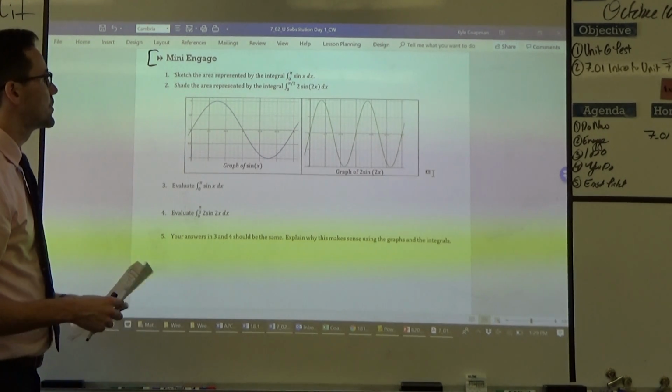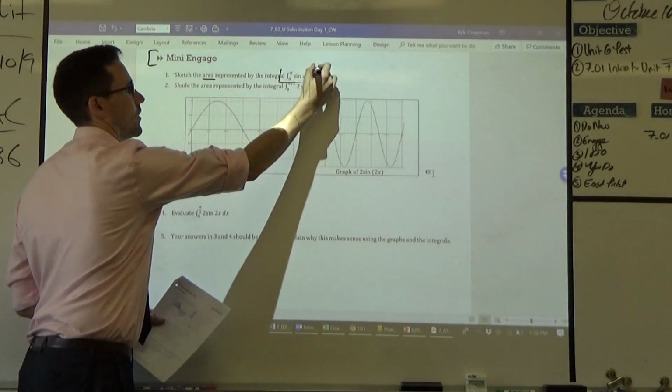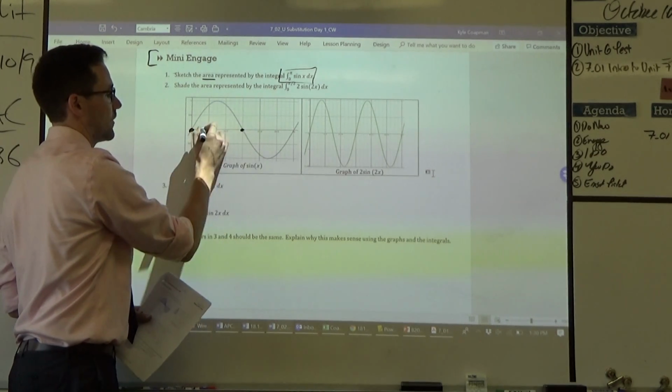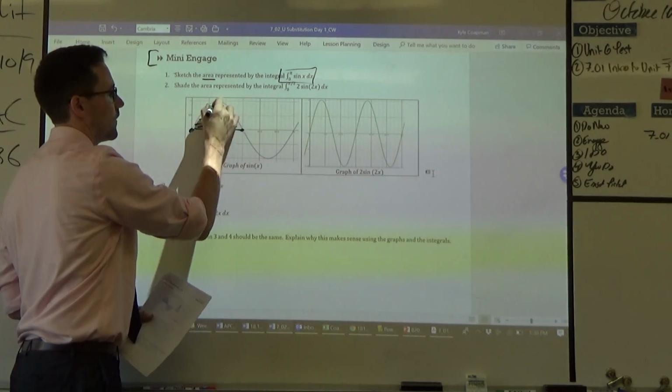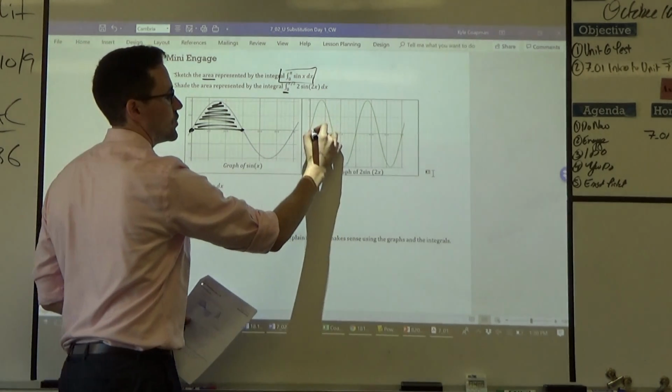All right, here we go. Let's check in on 1 and 2 first. Sketch the area represented by this integral. This integral tells me the area starts at 0 and ends at pi, so I'm shading this area. Second one starts at 0, ends at pi over 2, shading this area.